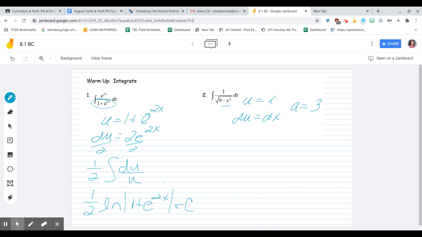Secant is hardly ever used. Arctangent is actually the most common. This one's arcsine. It has a square root, it has subtraction, and the number comes first. Arcsine is the only one that doesn't have a coefficient, so there's nothing in front of arcsine of just x over 3 plus c.